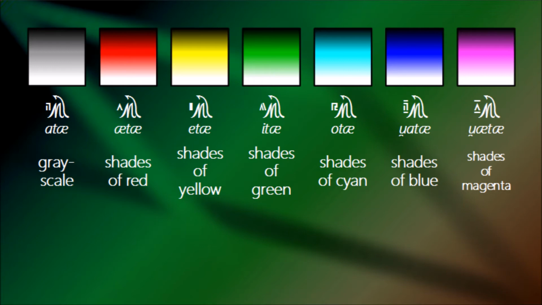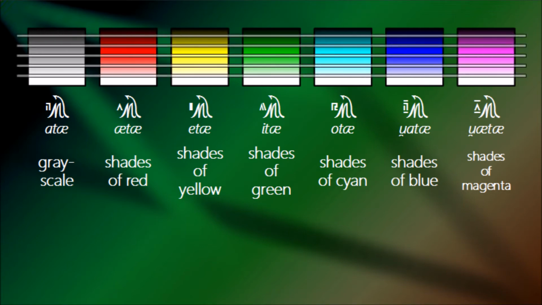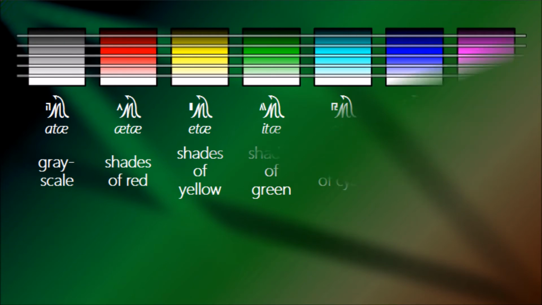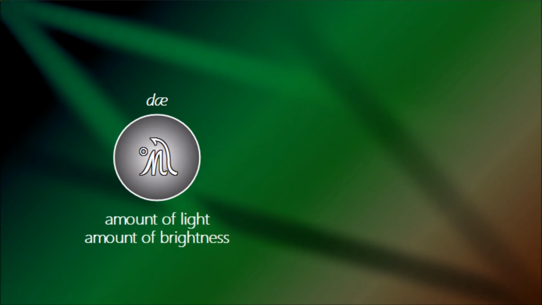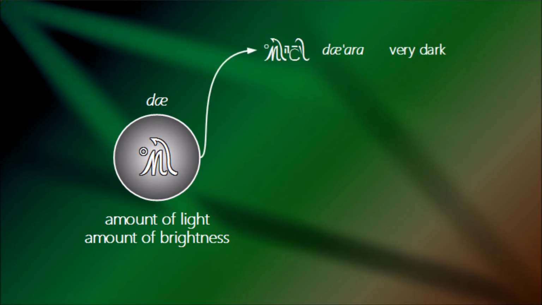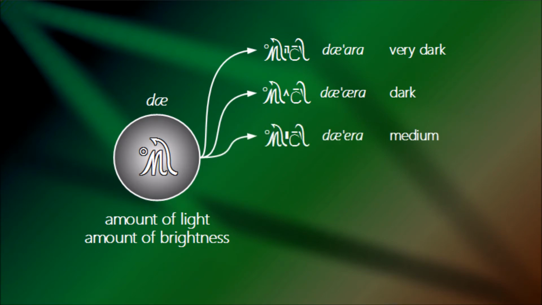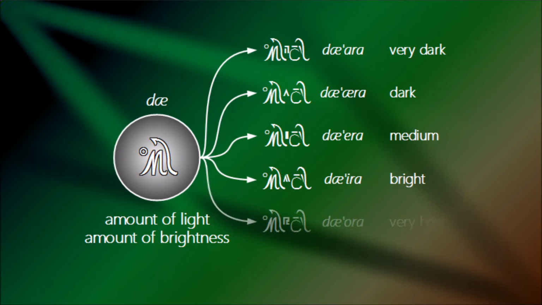Now, Ælis wouldn't be Ælis if there weren't a possibility to indicate several points on each scale specifically. The key is this root word, dai. Dai means as much as amount of light or amount of brightness, and qualifiers may bind to it in order to create, as qualifiers do, a range of words from one extreme to the other. Dai ara is very dark. Dai aira is dark, dai era is the middle value, dai ira is light or bright, and dai ora is very bright.